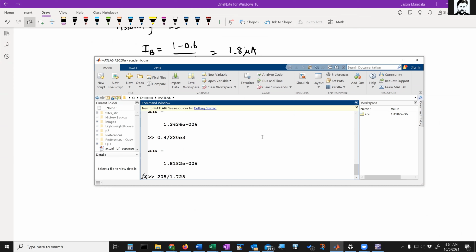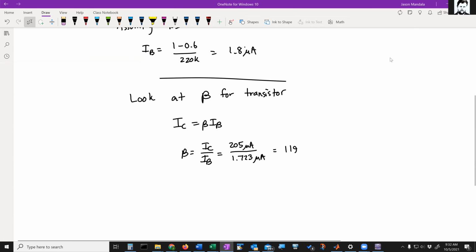205 divided by 1.723. I'm just going to drop the micros because it's micro divided by micro, so that'll cancel out. I'm getting a beta of about 119, let's say. So this would be a measured beta, right? Because this value came from a measurement of collector current and a measurement of base current. So this is effectively a measurement of beta. Apparently in this simulation, the beta of the transistor is currently about 119.